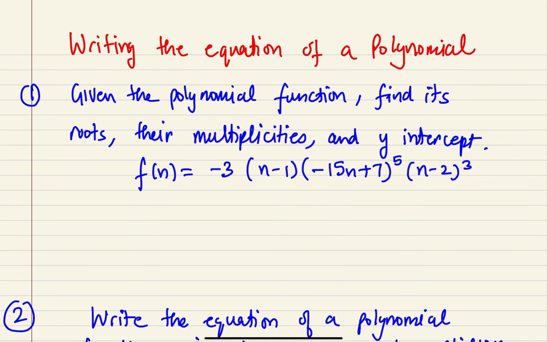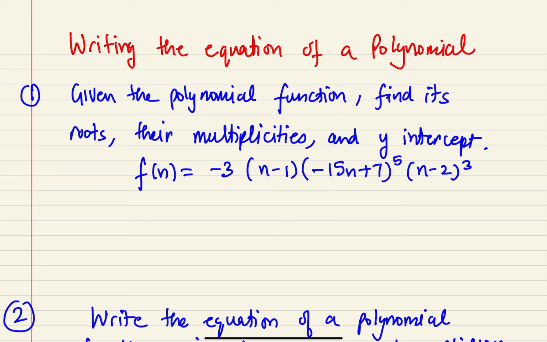In this video, we are going to look at writing the equation of a polynomial based on certain given conditions. We saw graphing polynomials, we talked about end behavior, roots of a polynomial, and the y-intercept of a polynomial. So today, we're going to be given some conditions and we're going to look at writing the equation for a polynomial based on the conditions that are given.